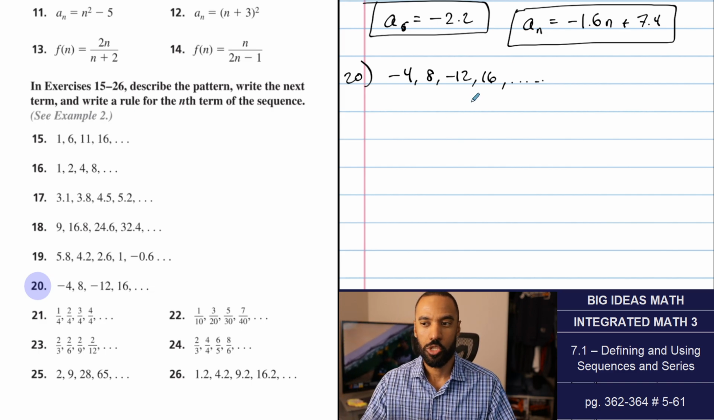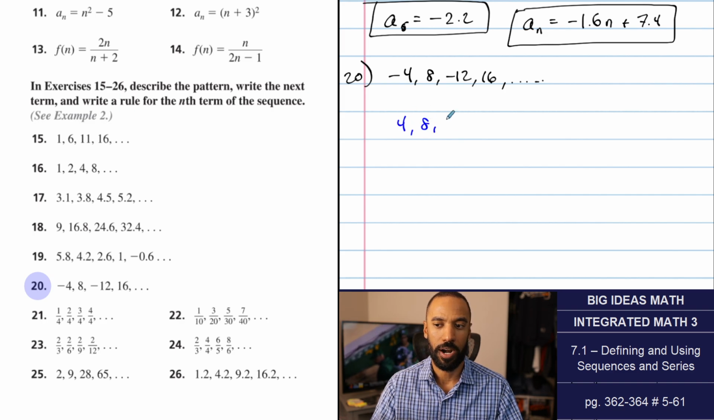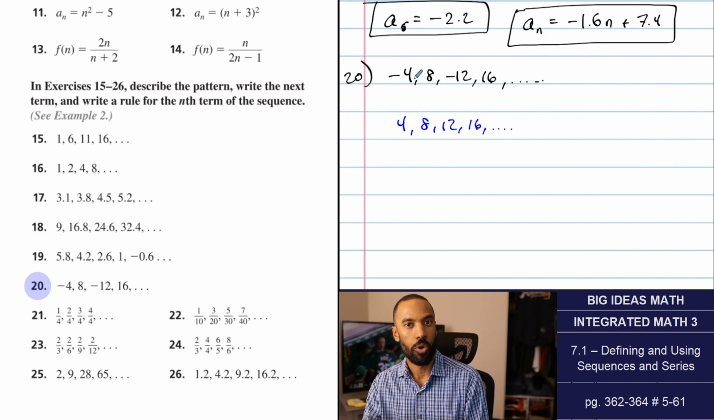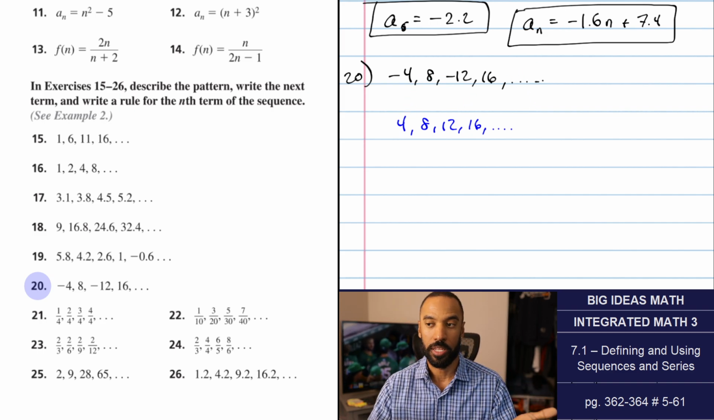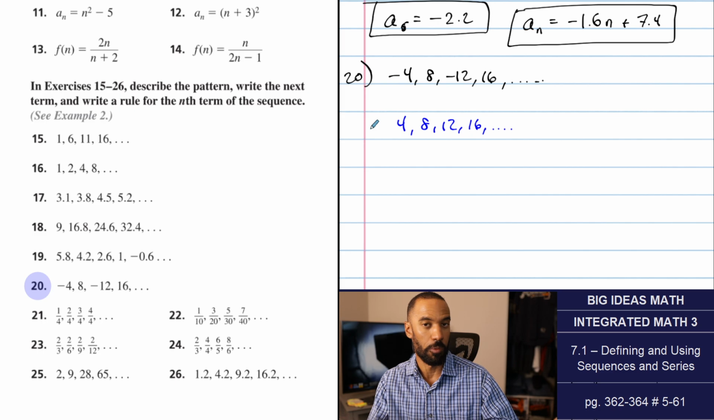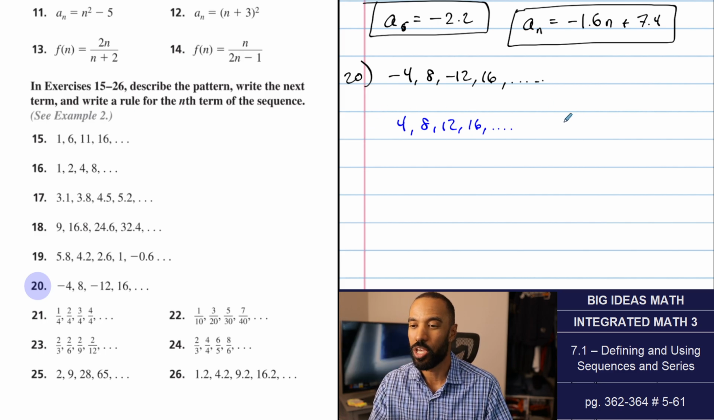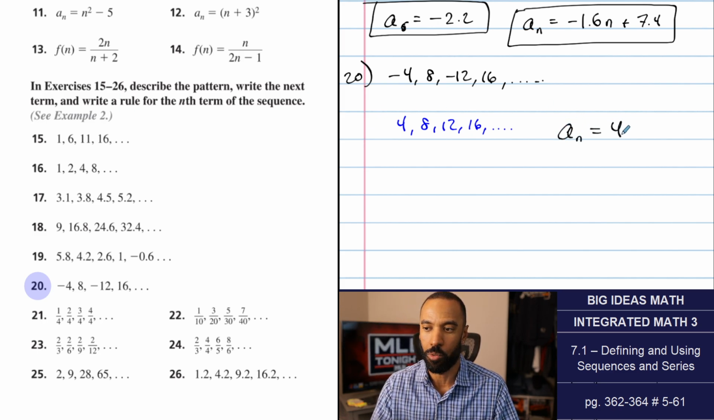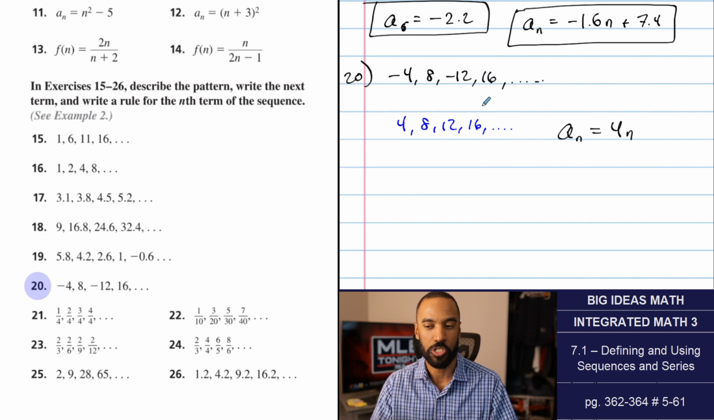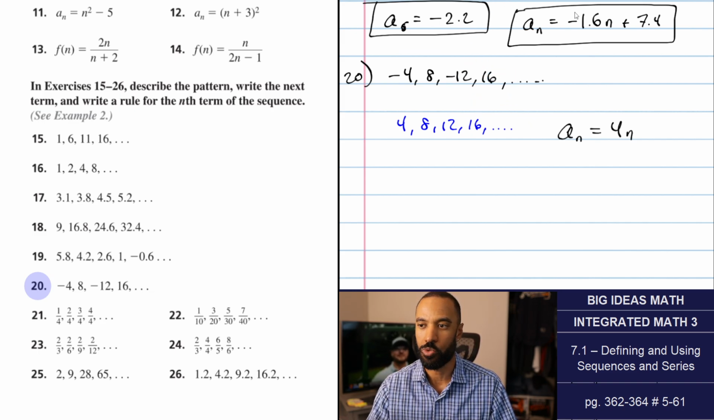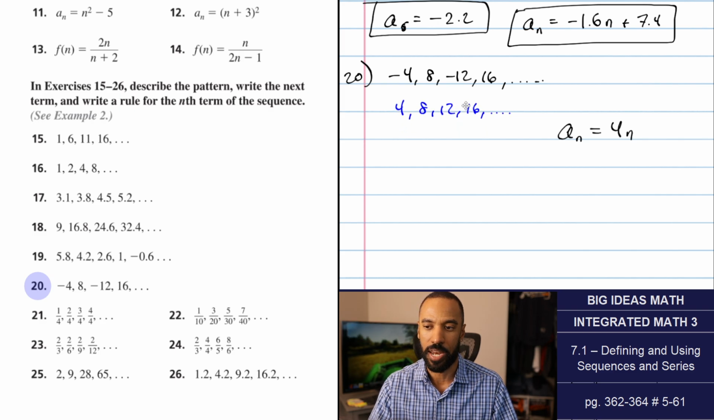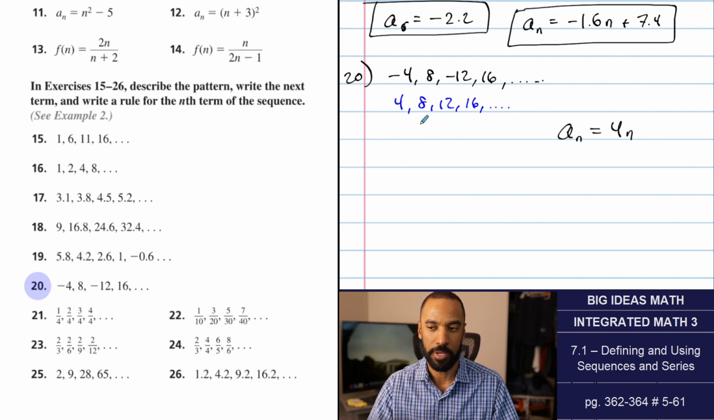But let's say these were all positive for a second. 4, 8, 12, 16. That would be arithmetic, right? And this rule would be, it's a common difference of 4. The 0th term would be 0. So in a way, you could just say a sub n equals 4n. By the way, the next term on this, let's write that out as well. The next term is negative 20, if you agree with that, because the sign would change. So a sub 5 is negative 20.